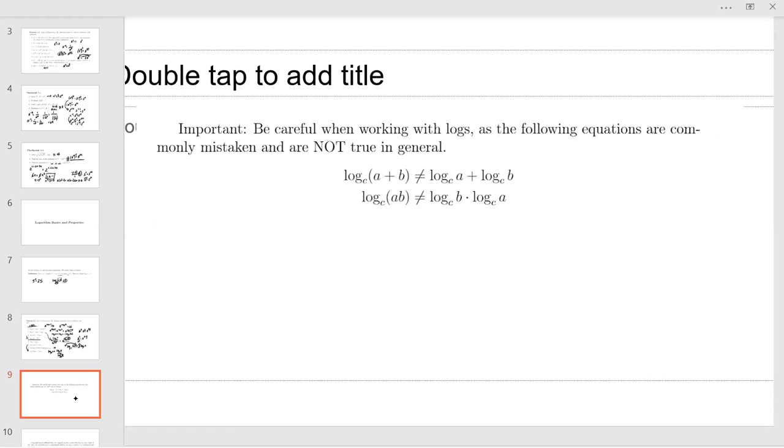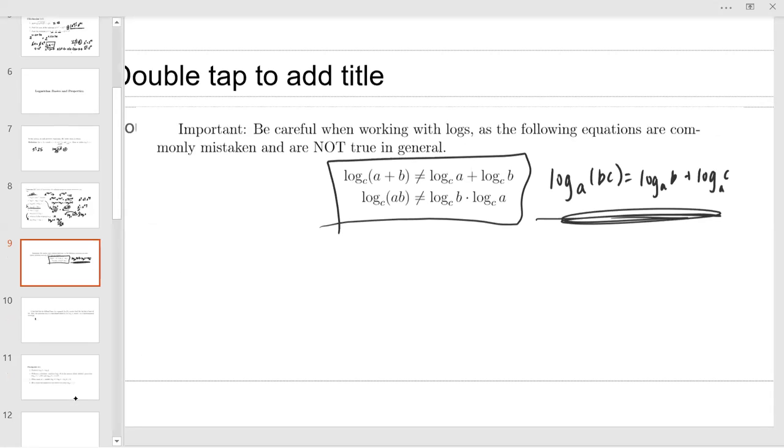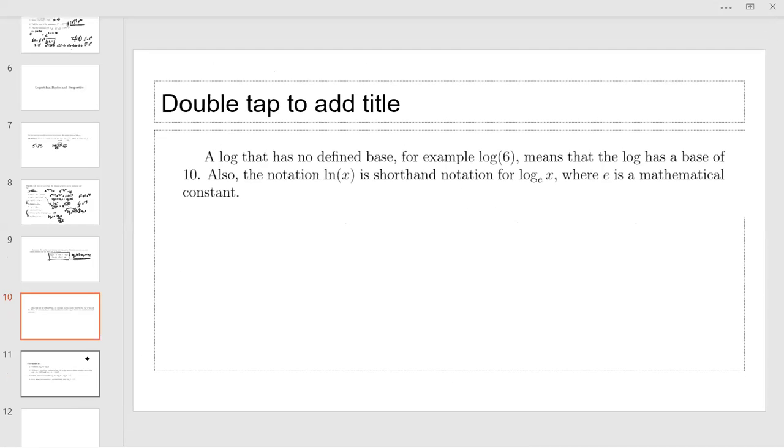Okay, so be careful to note that these are not true. We simply have that log a of b times c is equal to log b base a plus log c base a. And we don't have any of these. Although they look similar, we only have this. So in general, if you see a log without a base, that just means the base is 10. You might also see ln of x. That just means that the base is e.